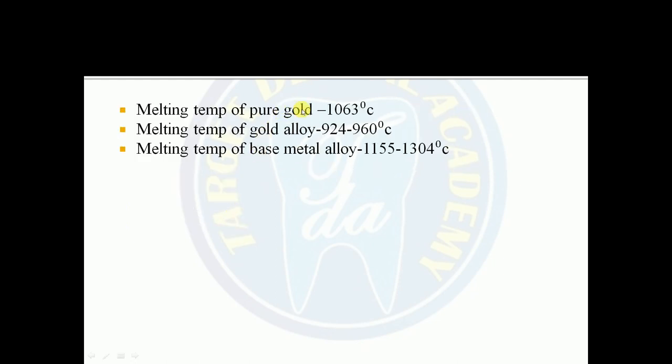Melting point of pure gold, 1063 degrees Celsius. Melting temperature of gold alloy, that is 924 to 960 degrees Celsius. Melting temperature of base metal alloy, that is 1155 to 1304 degrees Celsius.